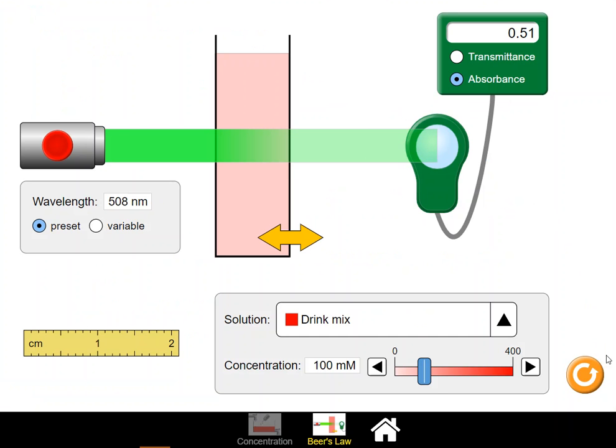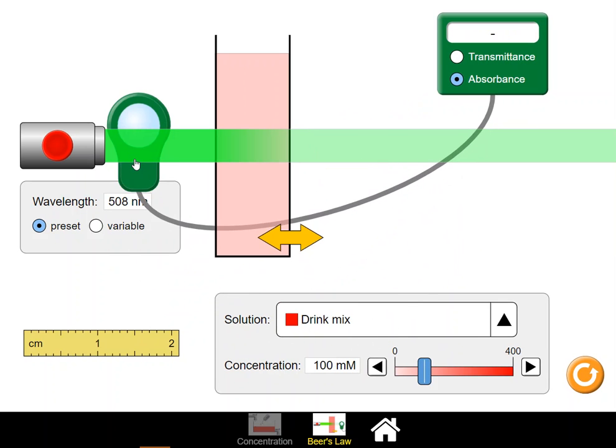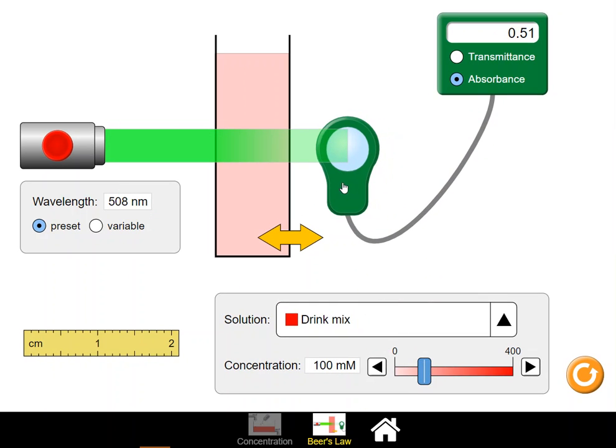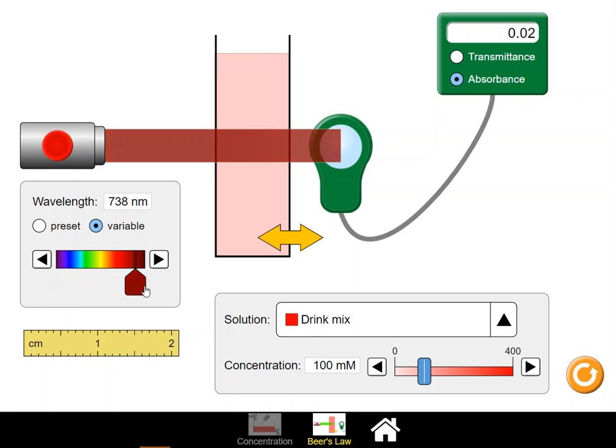So looking at our simulation here, we're going to start by turning it to absorbance. And we can turn this on, and this tool basically compares the light before to the light after, and we see that we have an absorbance of 0.51. So that means about half of the light has been absorbed by the solution. We can change the wavelength that this is on, so we can change it to different stuff. Notice that this absorbs very strongly whenever we shine green light on it.